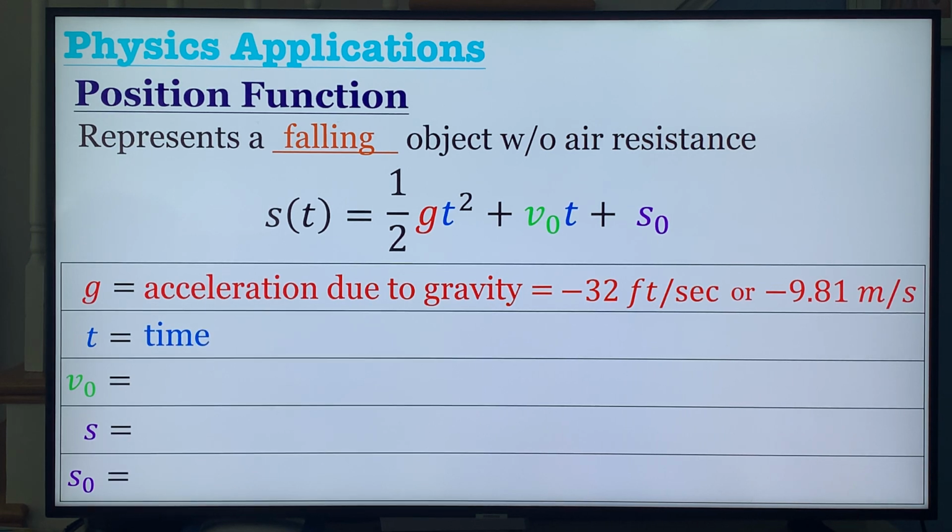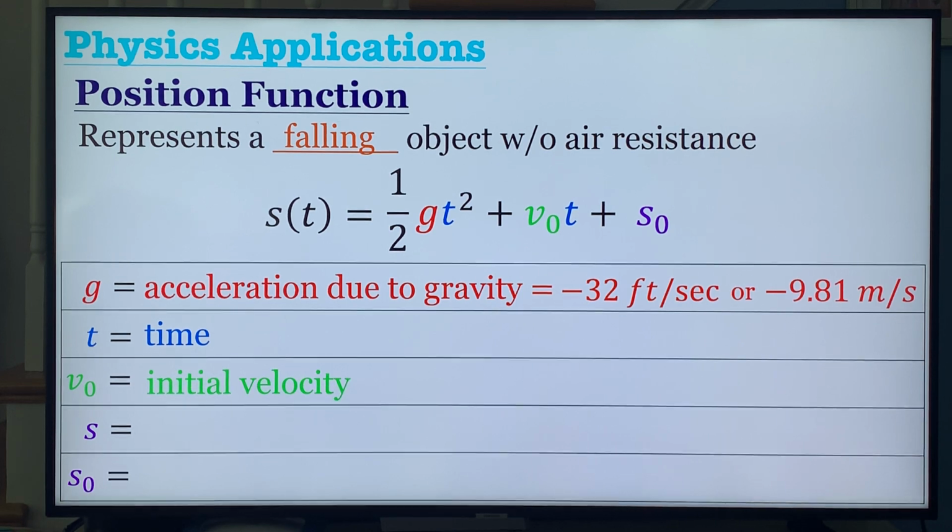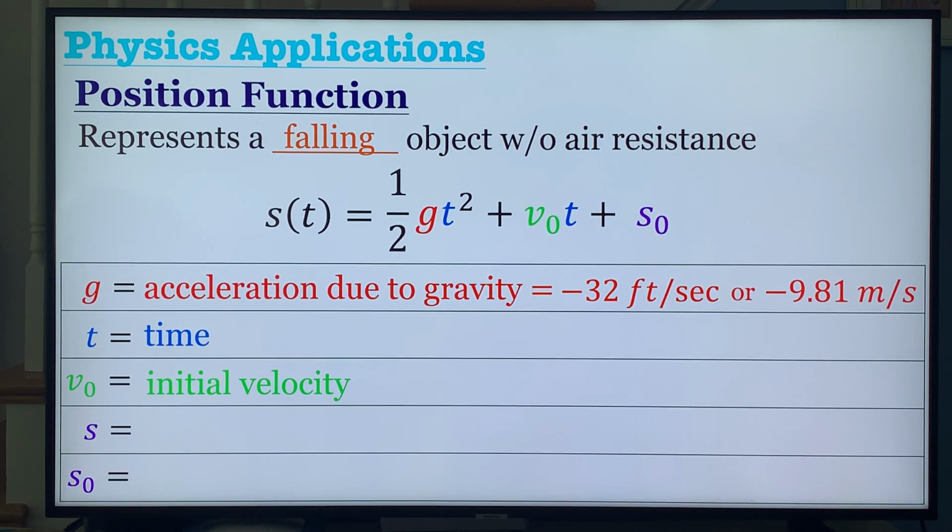t stands for time. Time's always in seconds. V subscript 0. The subscript 0 means, well, what does V mean? Velocity. So the subscript 0 means initial. So that's your velocity at 0 seconds. That's why it's initial. All right.